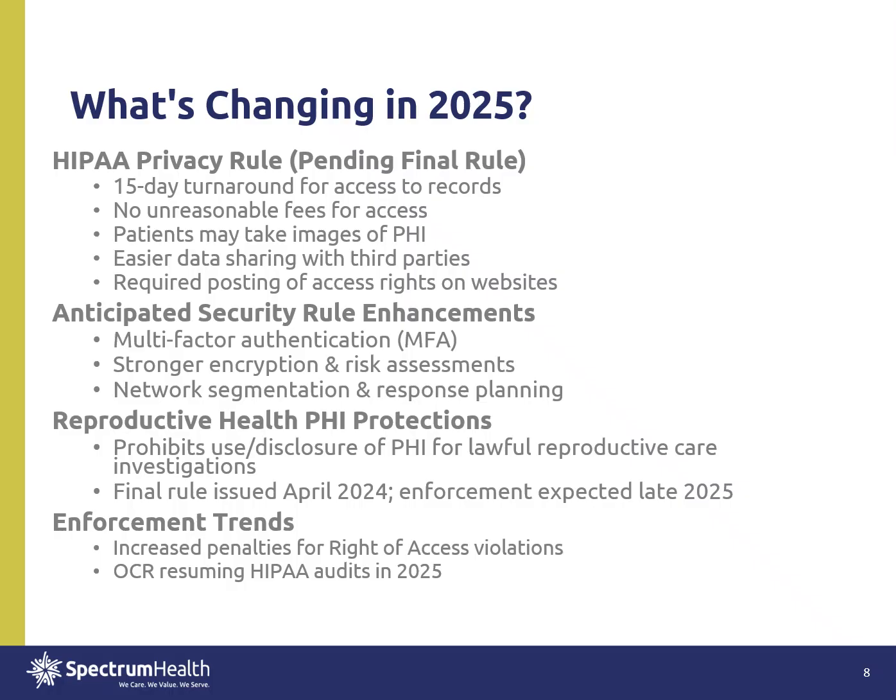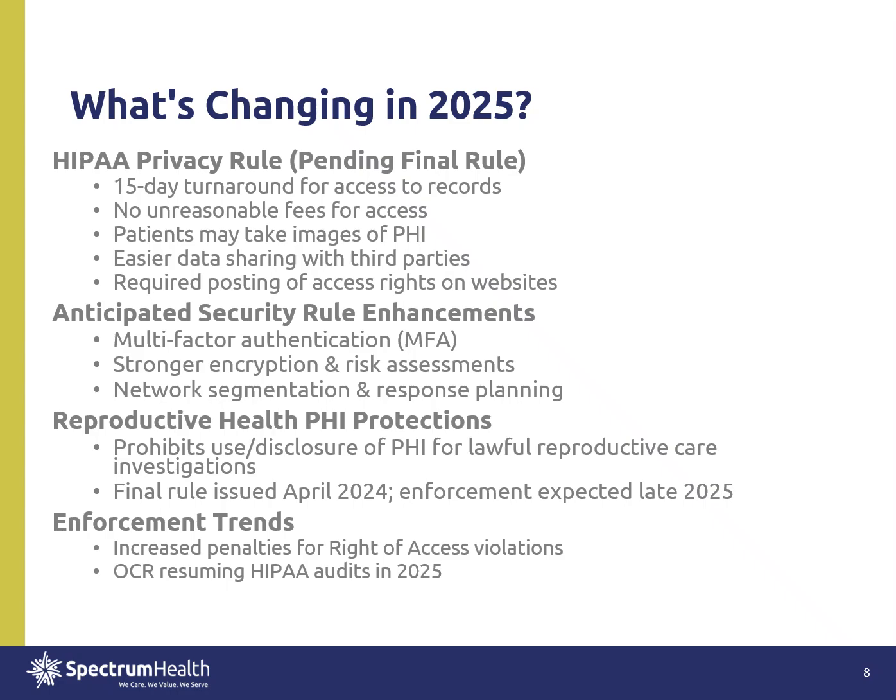HIPAA is evolving and significant changes are coming this year. Under the privacy rule, patient requests for records must be fulfilled within 15 days. Providers may not charge excessive access fees. Patients can take photos or screenshots of their own records. Access rights must be clearly posted on our websites, and data sharing with third parties will be simplified.